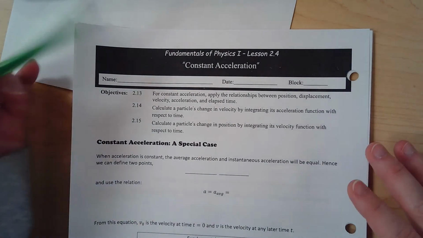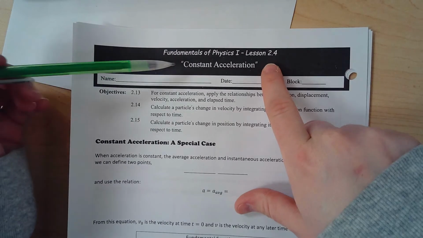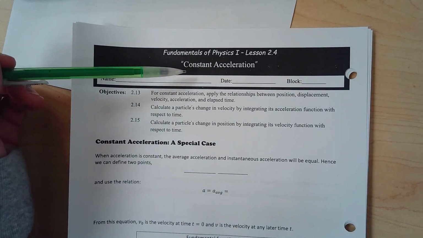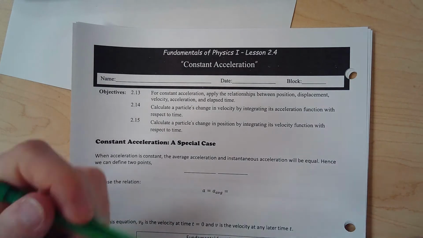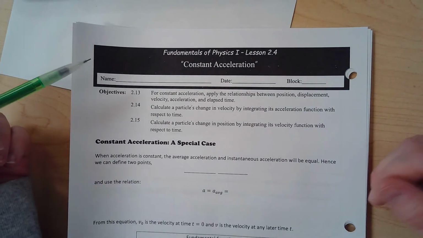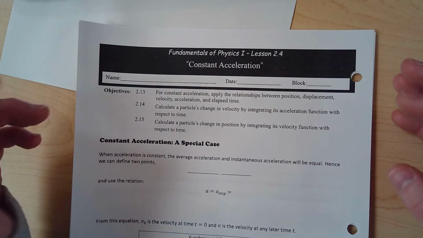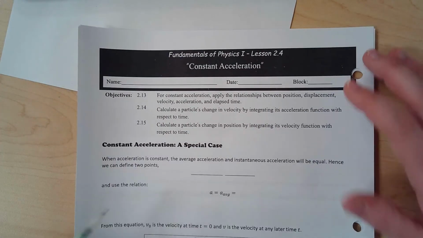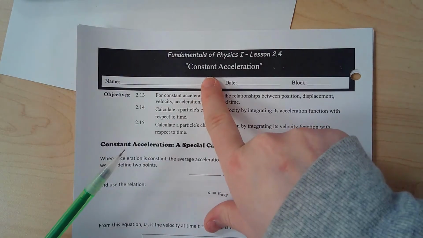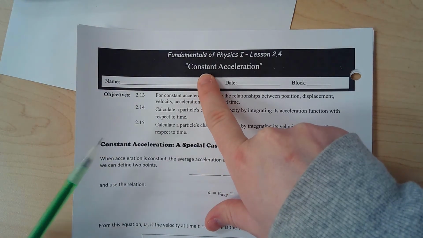Okay, we are going to move into lesson 2.4. 2.4 talks about constant acceleration. In 2.3, acceleration was not constant. In 2.3, acceleration was changing based on an equation. You had to take the derivative of the position graph twice or the derivative of the velocity graph once for 2.3. So in 2.4, it's very important to note that every problem will have constant acceleration.